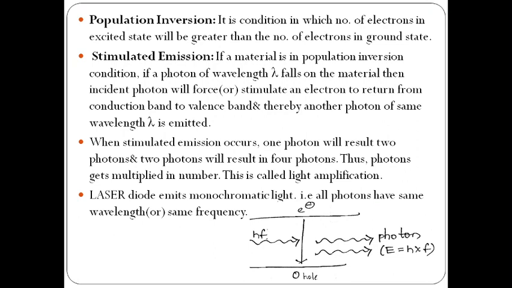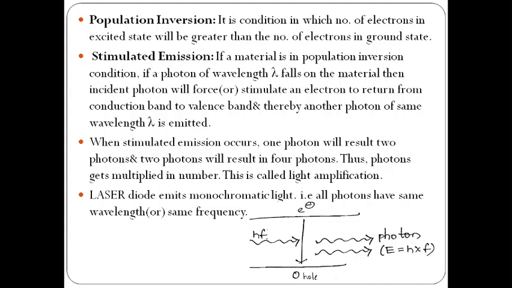What do you mean by population inversion? It is a condition in which the number of electrons in the excited state is greater than the number of electrons in the ground state. This is called population inversion. It occurs due to the high level injection. This high level injection occurs because of higher forward bias voltages.